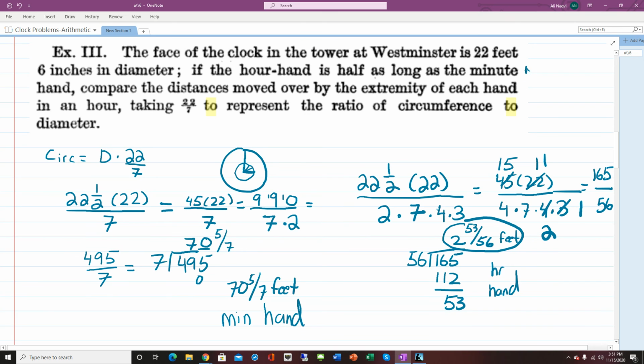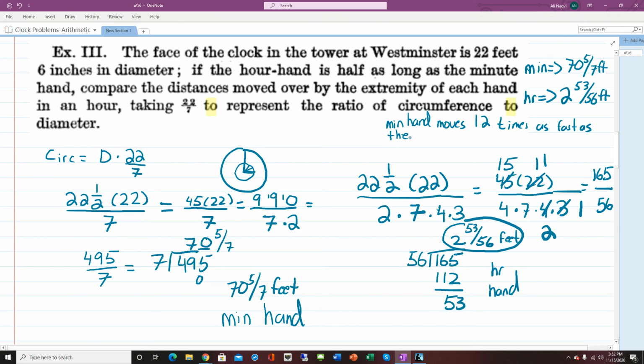So to summarize, the minute hand moves over 70 and 5/7 feet. The hour hand moves over 2 and 53 over 56 feet. And an important point, the minute hand moves 12 times as fast as the hour hand. Okay, that's going to be important for future clock problems.